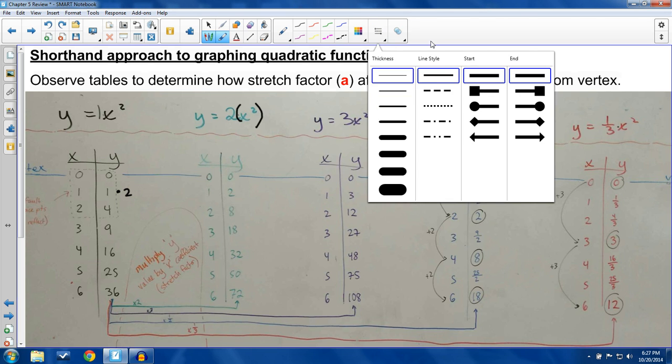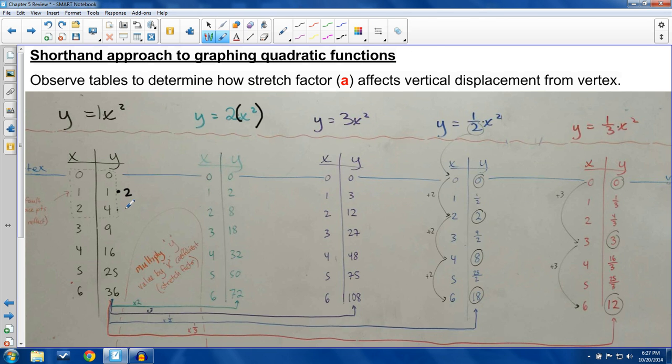Here, instead of going over 2 up 4, now we're going to go over 2 up 8. 8 is 4 times 2. Instead of going over 3 up 9, we'll go over 3 up 18. 18 is 9 times 2. You start to get the picture here. Instead of 16, you'll go 16 times 2, which is 32.